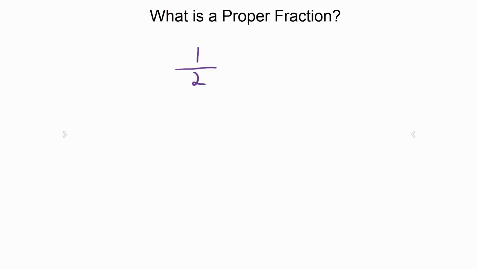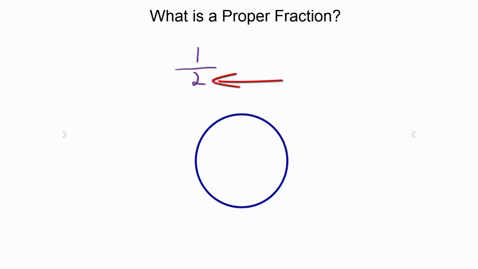Now that we know the parts of a proper fraction, how can we represent this fraction? Well, since a proper fraction is part of a whole, we need something whole to represent this fraction. Let's create a whole circle. The bottom number, which is 2, tells us how many pieces we need to divide this whole circle into. So let's divide the circle into 2 pieces. Let's use a red line to divide the circle.